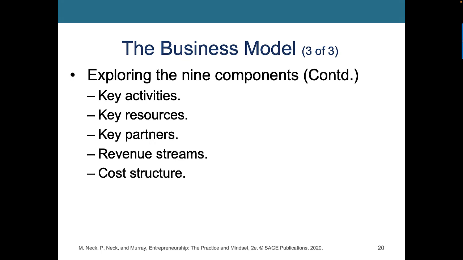What are your revenue streams? How are you generating money? Cost structure: what are the most important costs inherent in the business model? Like what are your expenses? You have to pay for equipment, rent space. What is your cost structure? And that is, in a nutshell, the 9 components of the business model canvas.